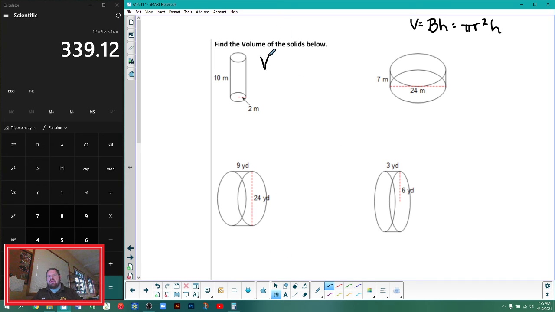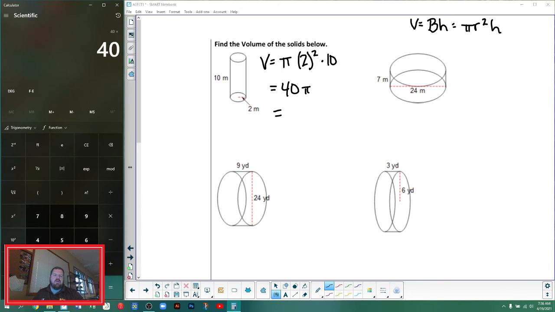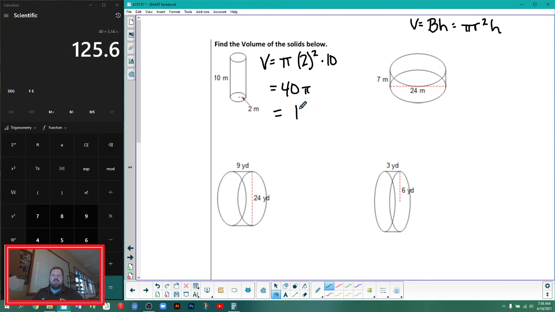So here we can look at those. If we take pi, the radius is 2 squared times 10. 2 squared is 4. 4 times 10 is 40. So we have 40 times pi. And so we get 125.6, and those are going to be cubic meters. Okay, volume is a cubed measurement because it's counting how many 1 by 1 by 1 cubes will fit inside.